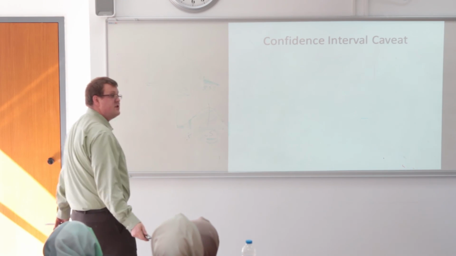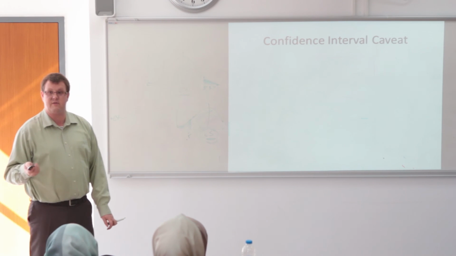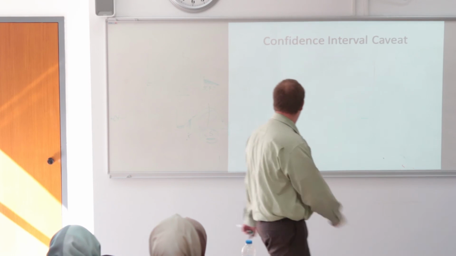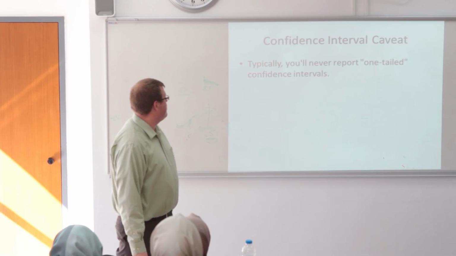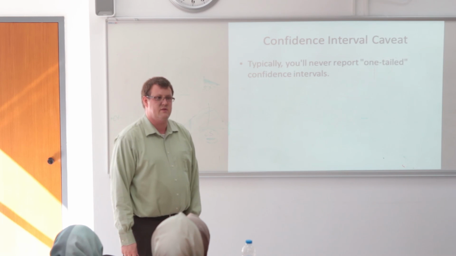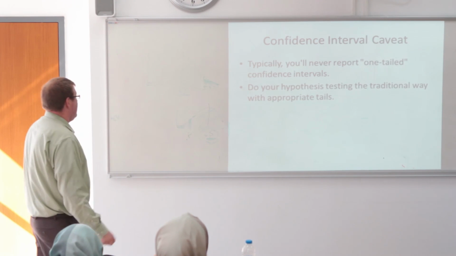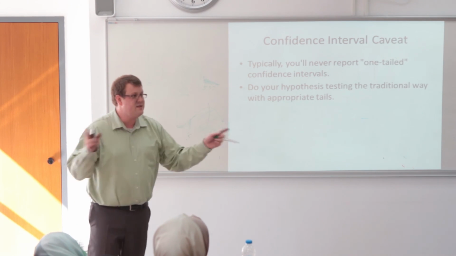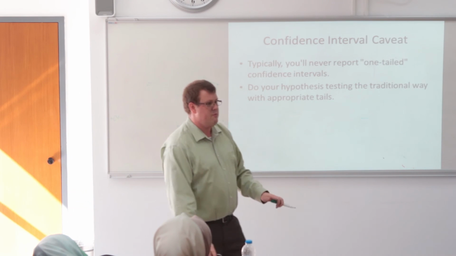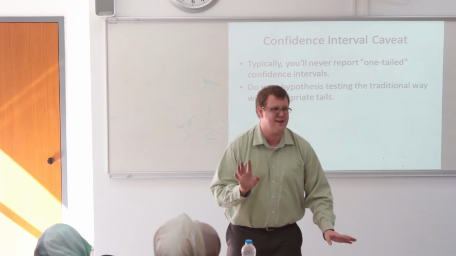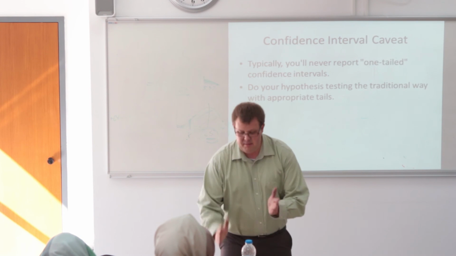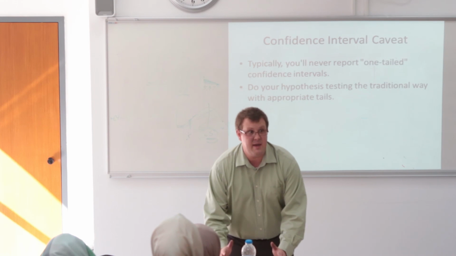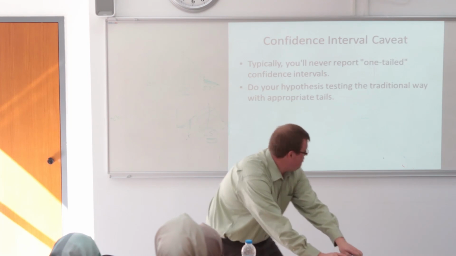All right. Here's why you're not going to be using confidence intervals to do your hypothesis testing. Typically, you'll never, ever report one-tailed confidence intervals. Why is this? Well, you can do your hypothesis testing in the traditional way. Now, the confidence interval gives us a range, right? That the true mean, I'm going to say it the wrong way here, is probably between here and here. It's the wrong way, but okay?